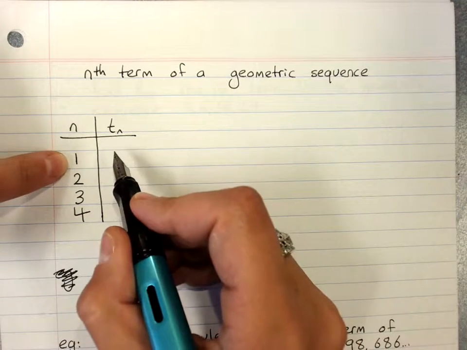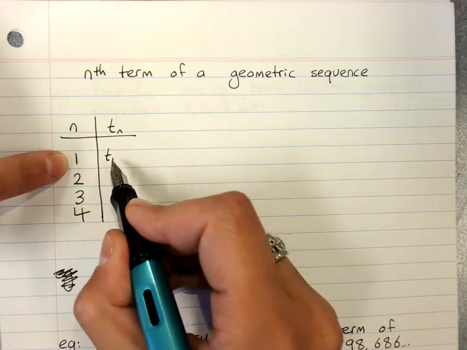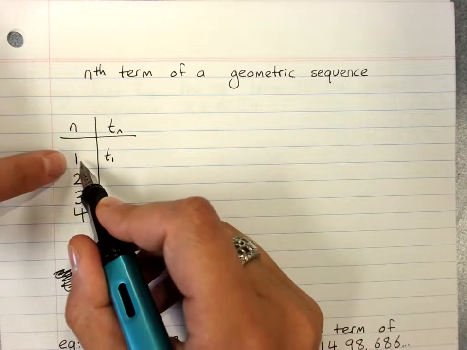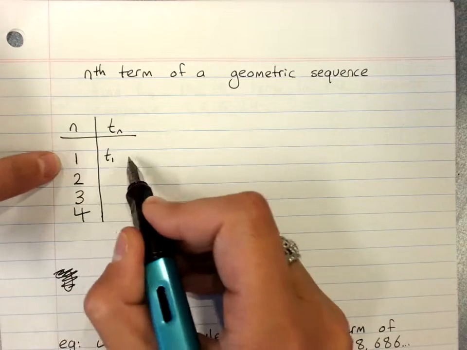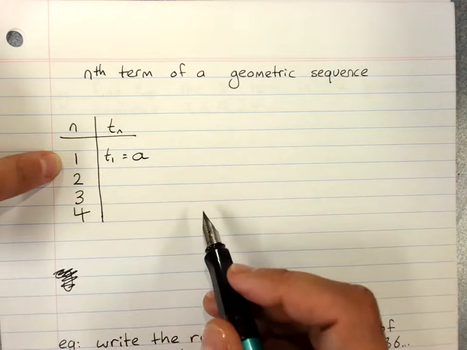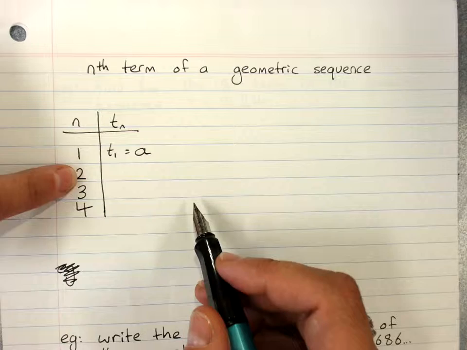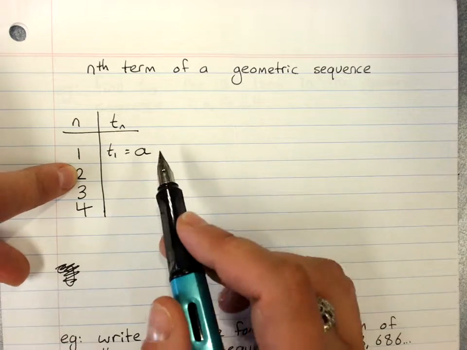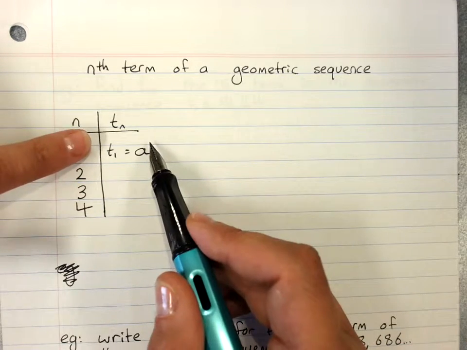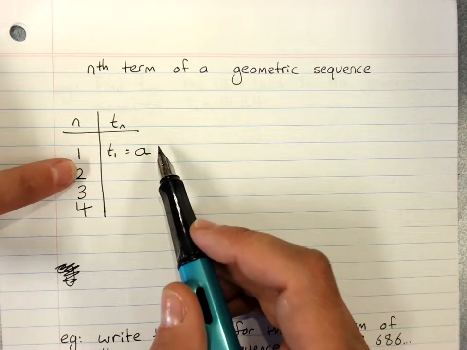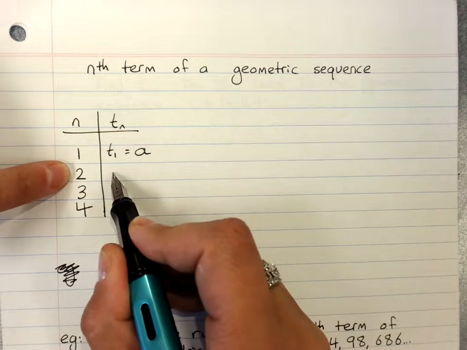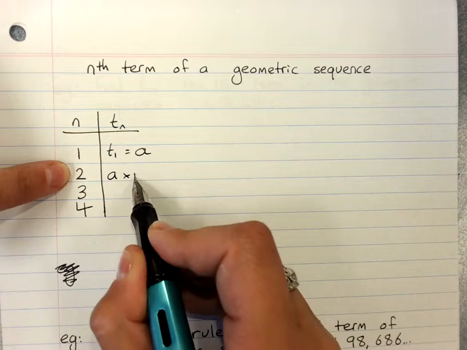T1 is, of course, the term at n equals 1, and that is a. So we always let the first term equal a. Now, in a geometric sequence, the previous term gets multiplied by the common ratio. So to get term 2, we'd do a times r.